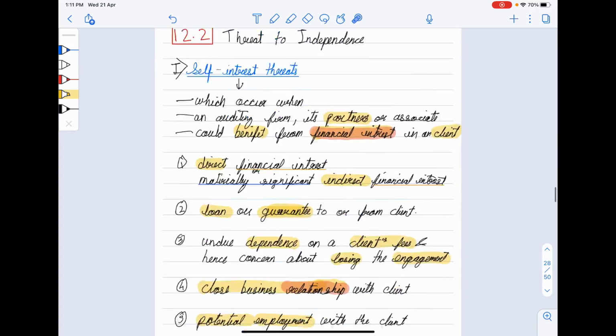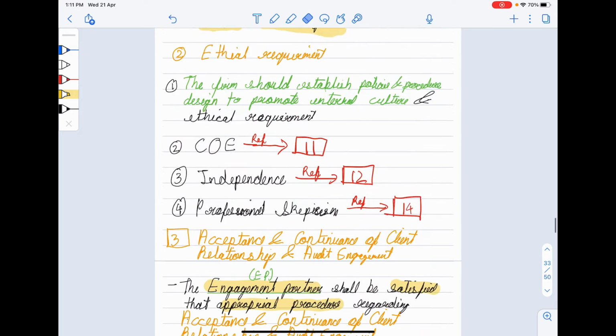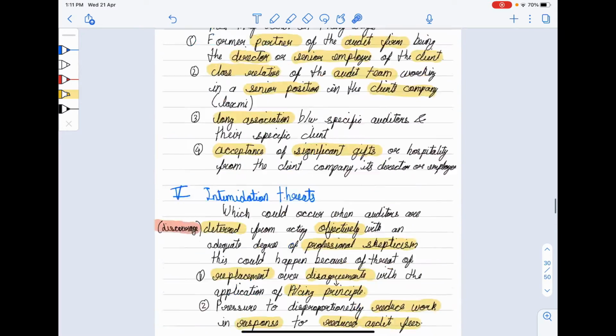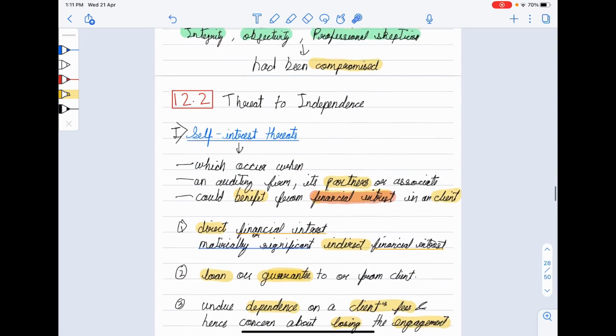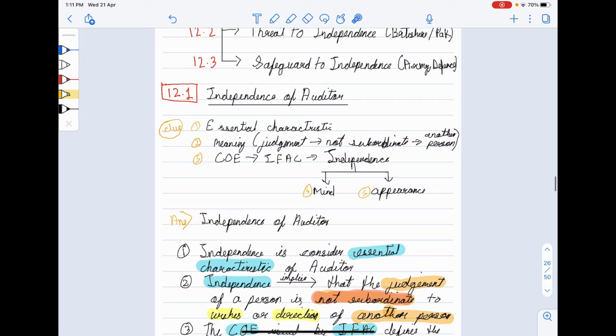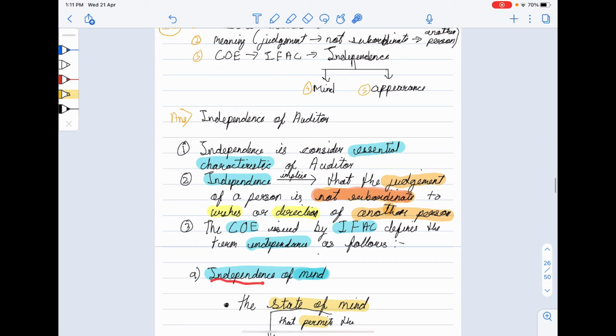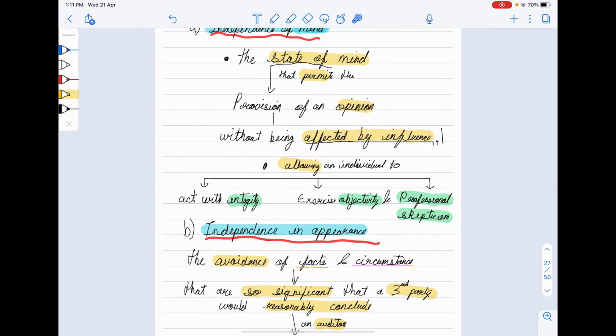Okay, second we need to mention independence. What is independence? Independence is an essential quality required by the auditor. Essential characteristic of the auditor. Independence implies the judgment of a person is not subordinate to the wishes and direction of another person. The code of ethics issued by IFAC defines the term independence as independence of mind and independence of appearance.